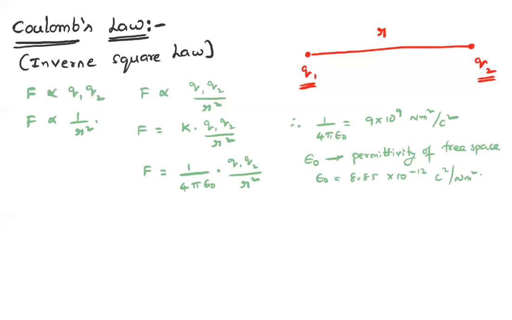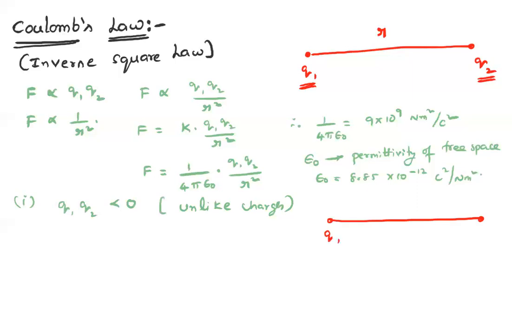That means the force always acts along the line joining Q1 and Q2. Suppose the product Q1 Q2 is less than zero, that means they are unlike charges, separated by r. For unlike charges, there will be attraction. Due to that, Q1 is attracted by Q2. F12 bar is the force acting on charge 1 due to 2, and F21 bar is the force acting on the second charge due to the first charge.